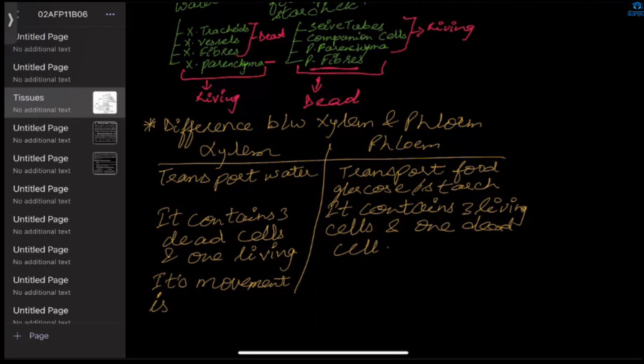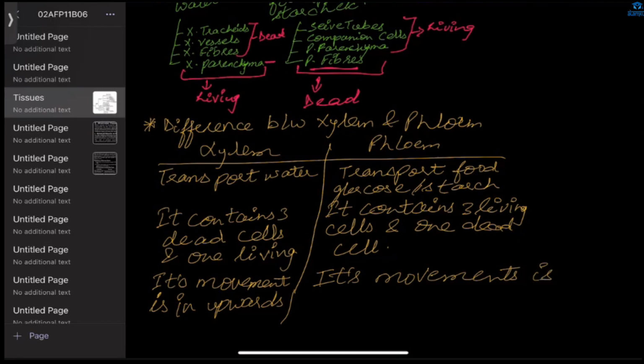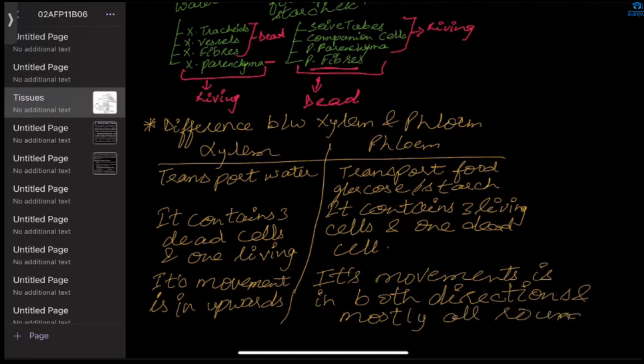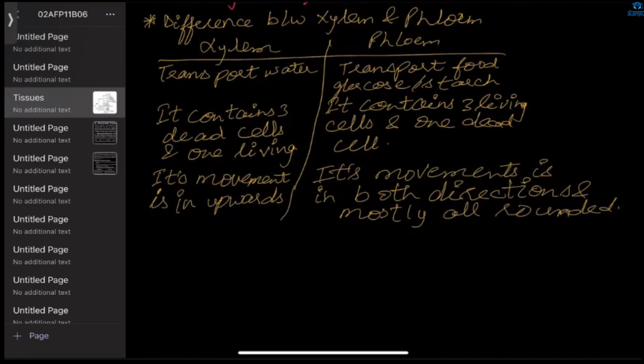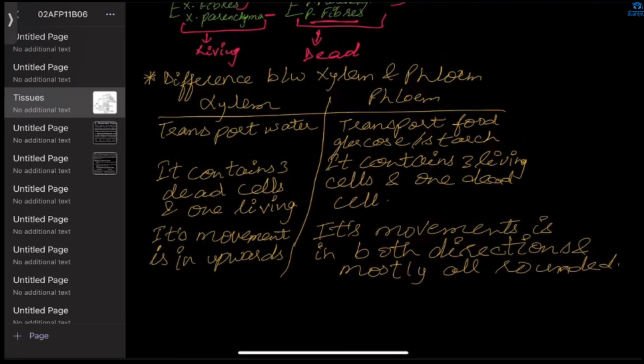Xylem: tracheids, then vessels, then fibers, then parenchyma. See and speak in front of me. Xylem. Parenchyma is living, and the other ones are dead. See here, xylem and phloem difference. In phloem, all fibers are dead and the other three are living. Yes.